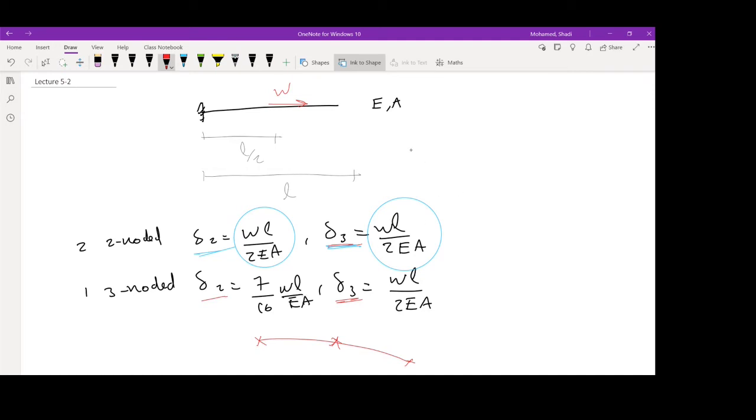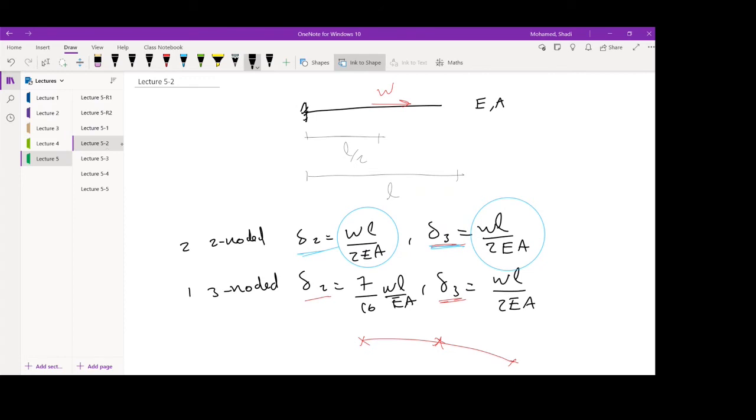Now I'm going to explain this in terms of the stresses, and probably once you see the stresses, you will see what is wrong with the three-noded elements. So probably just use a fresh page for that. I'll just carry on here.